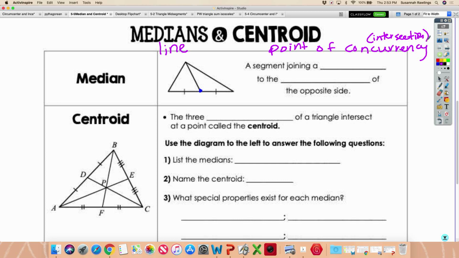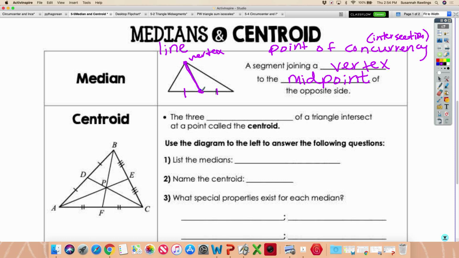Okay, so a median is a line that starts at the vertex, at the top, or at the point where the sides meet, which is a vertex. So from my vertex to a midpoint. How do I know for sure that this is a midpoint? What markings tell me that? Someone raise your hand, please. Yeah, good. The two lines right here tell me for sure that that is a midpoint, the halfway mark. So it'll again be from a point of the triangle, the vertex, down to the midpoint. That is a median.